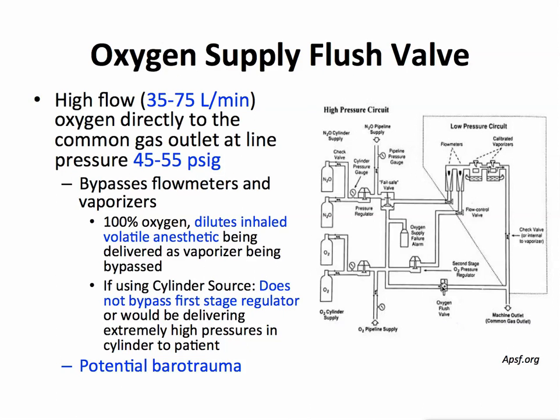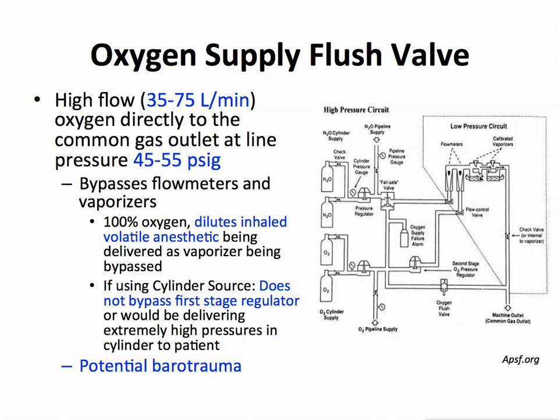And notice that this is bypassing the flow meters and bypassing the vaporizers. So 100% oxygen is being supplied to the patient without any inhaled volatile anesthetic if you were using it. So it's going to dilute the inhaled volatile anesthetic in a patient. And if you continue to press that oxygen flush valve, you can dilute out the anesthetic and you may actually have awareness in a patient.